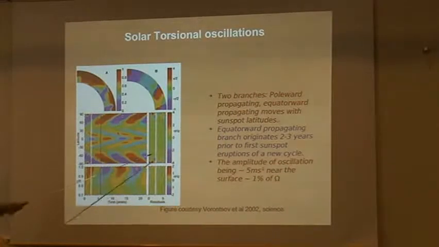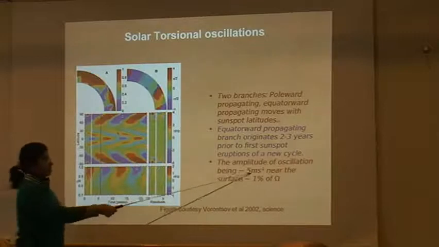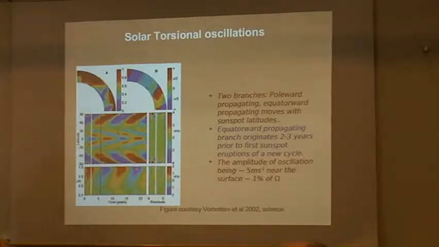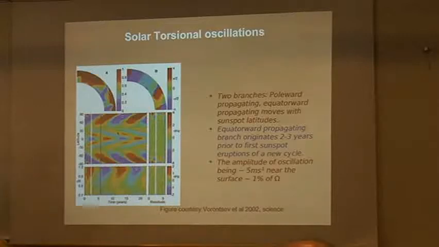And here they have actually plotted not the surface velocity but the delta omega, or the angular velocity, which is in nanohertz. So if that is done, then the high latitude branch appears to be much stronger than the low latitude branch. And near the surface, the amplitude of these oscillations in terms of the velocity is something like 5 meters per second, which is like 1% of the actual rotation.